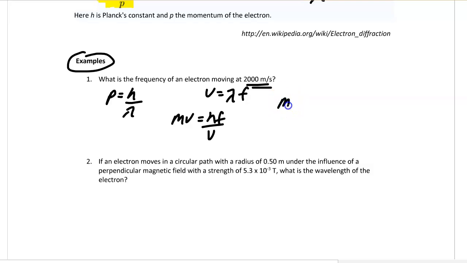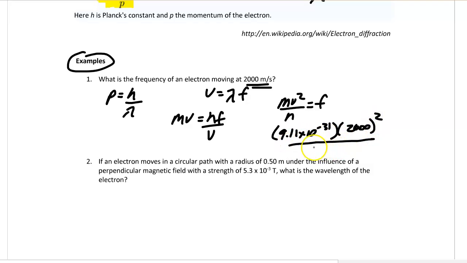What you should see here is that gets you mv squared over h is equal to the frequency. Mass of the electron, 9.11 times 10 to the negative 31 kilograms. The velocity being 2,000 meters per second squared, all divided by h, and we're going to use the standard units here, 6.63 times 10 to the negative 34 joule seconds. And the reason for that is because we've got kilograms and meters, so we're going to do this in seconds to get the frequency, or a frequency of 5.5 times 10 to the 9 hertz.